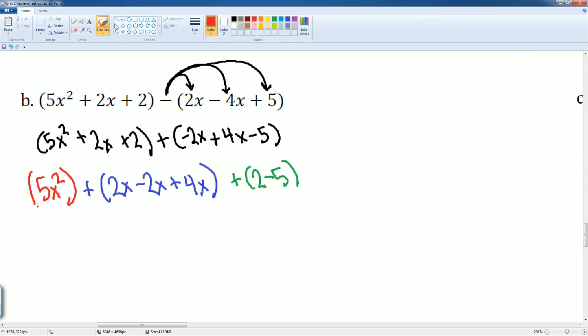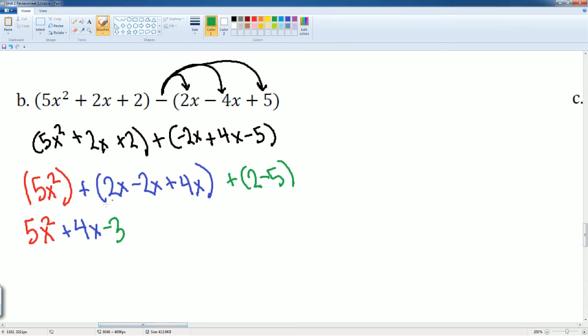All right. Nothing happens here, so it's just 5x squared. What about our blues? 2x minus 2x got us 0, leaving us with a 4x right here. Then lastly, we have 2 minus 5. That got us negative 3. There you go. That's your answer. 5x squared plus 4x minus 3. All right? Good. There's no error here. This problem just indicates sometimes things can simplify and you could have more terms than just 2.